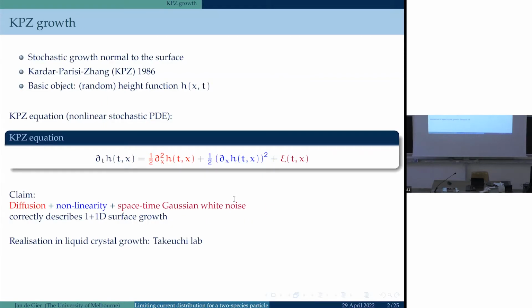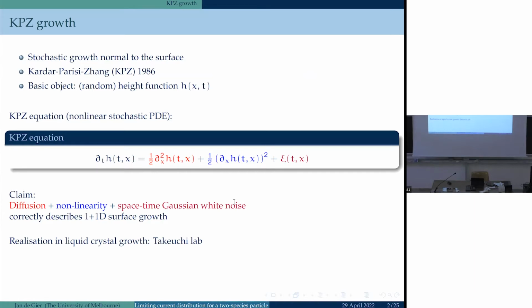Yeah, so let me start by introducing KPZ. It's been talked about in other talks, so I just want to set the stage a bit. So this is stochastic growth in 1 + 1D, normal to a surface, and it was numerically studied in the 80s by these people here.